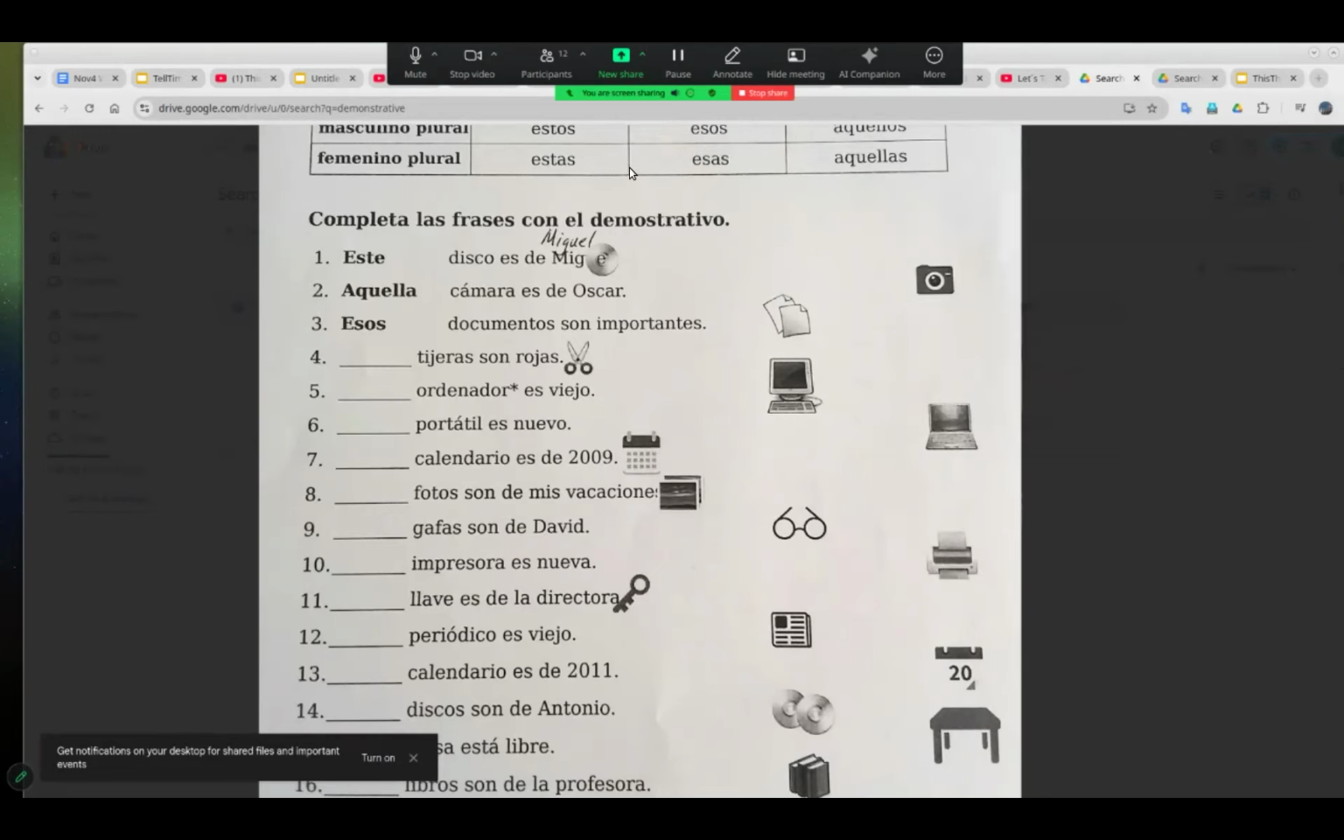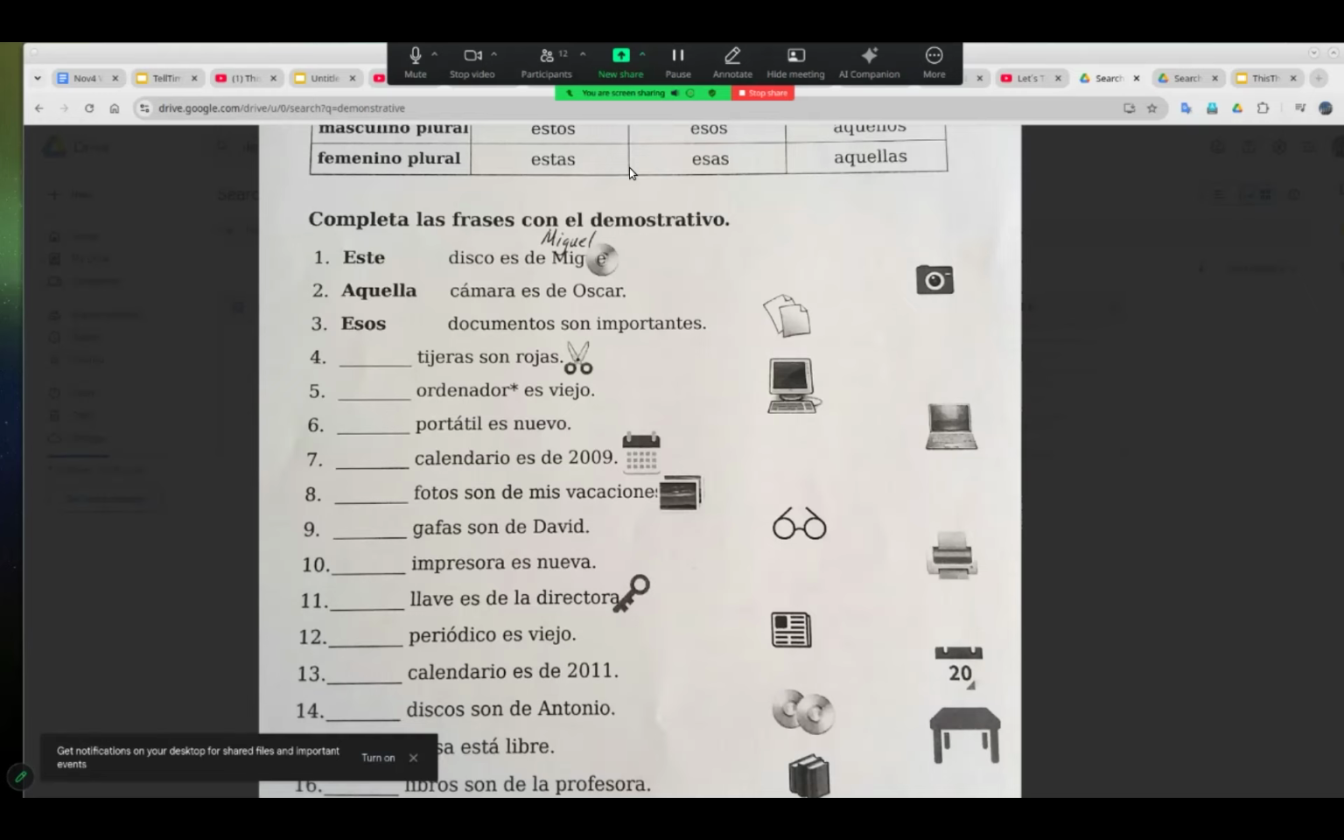But now we've got this cámara, la cámara, and we've got something far away on the sheet of paper. So we want an A for far away word. You've got 3 objects in 3 separate spaces for a reason. Aquella cámara es de Oscar. Aquella would indicate it's something I can see, but it's over there. I can't touch it. You can't either. It's over there.